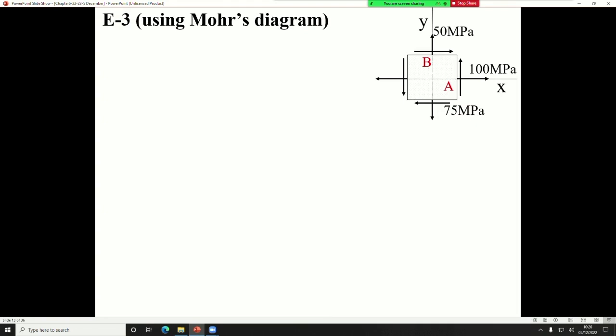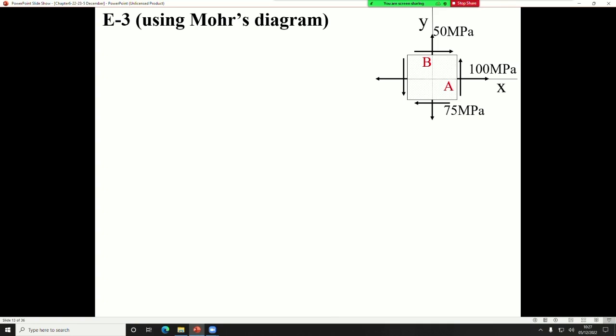So at the moment, we've got a normal stress of 100 megapascals acting in the x direction, and a normal stress of 50 megapascals. Both of them at the moment are tension, but I have an example later on in which one of them is compression. And we also have a shear stress of 75 megapascals. So we are asked to find the stresses on a plane whose normal makes an angle of, I believe, 60 degrees with the x-axis. We also have the principal stresses. We also have the maximum and minimum shear stresses.